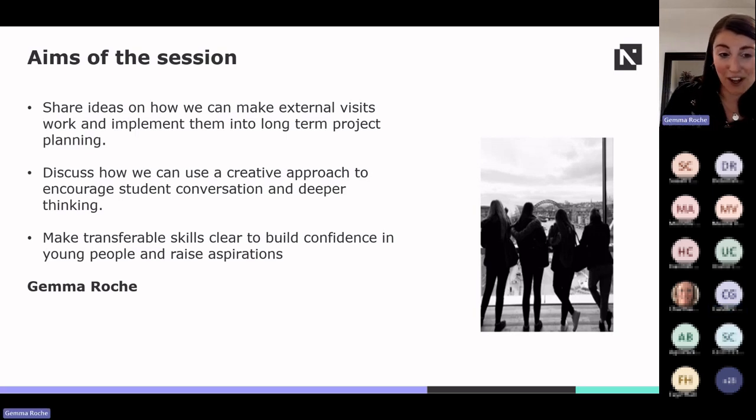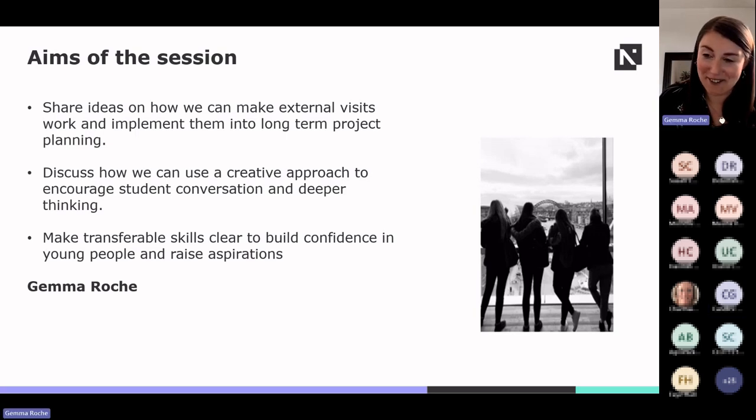make external visits work and implement them into our long-term planning. We're going to discuss how we can use a creative approach to encourage student conversation and deeper thinking. And we're also going to try and make some transferable links clear so that we can build confidence in the young people that we work with and also raise their aspirations.